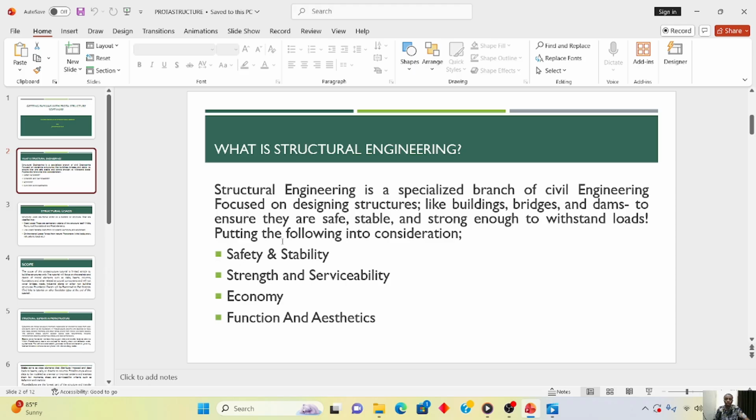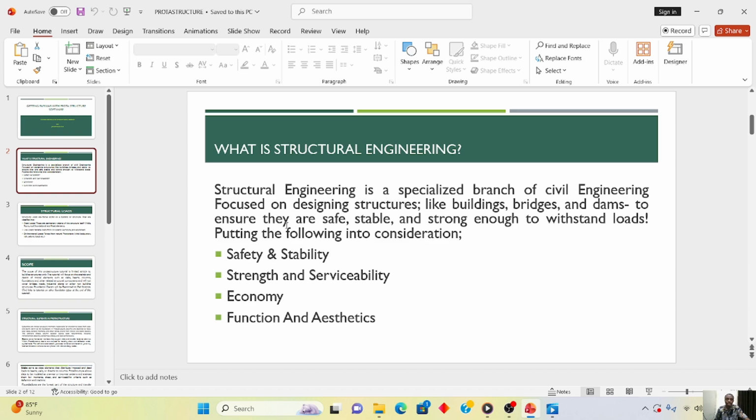Now, some of the things that need to be put into consideration when you are designing, which I'm very sure you have a basic knowledge of, having gone through either a civil engineering course or related courses. Now, the first consideration that has been put in place in structural engineering is safety and stability, meaning that your structure should be stable and also safe.